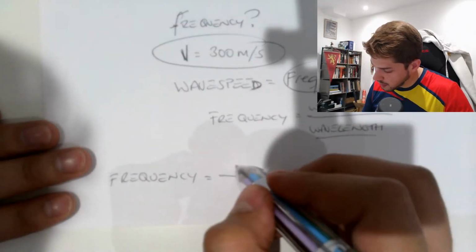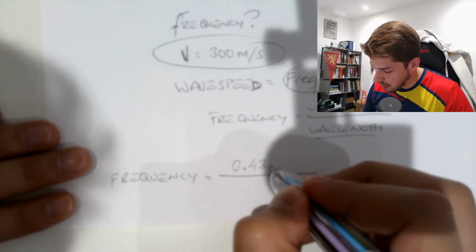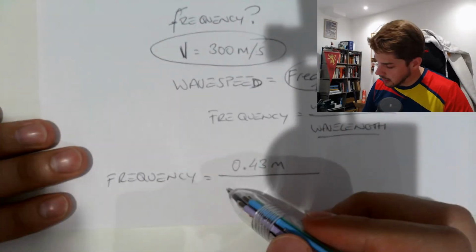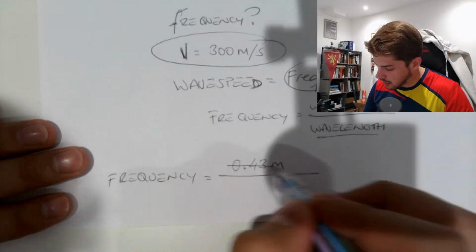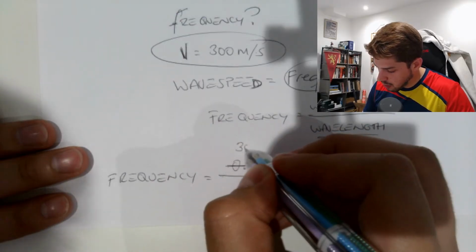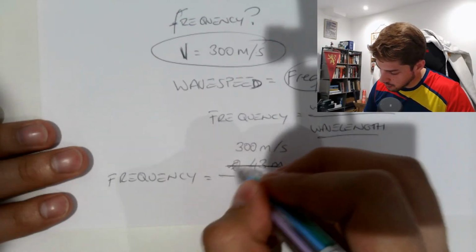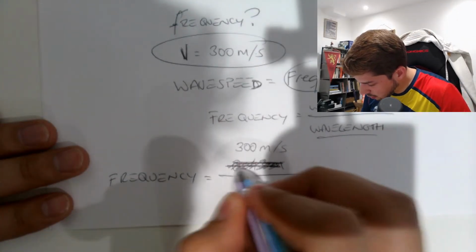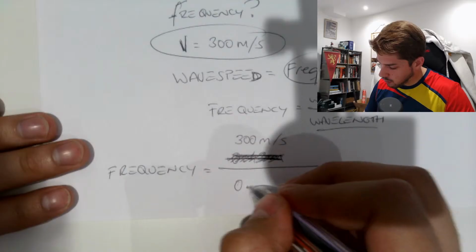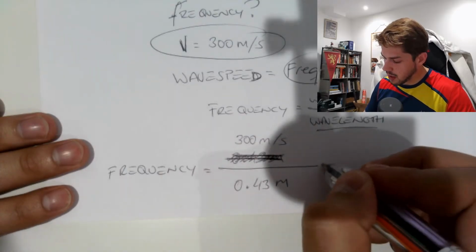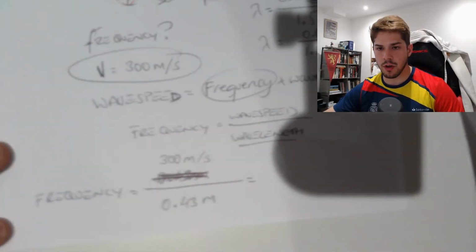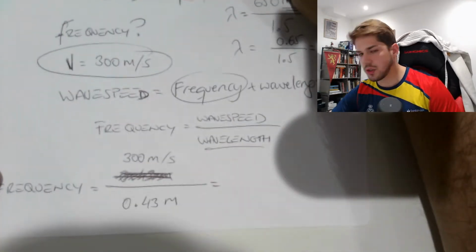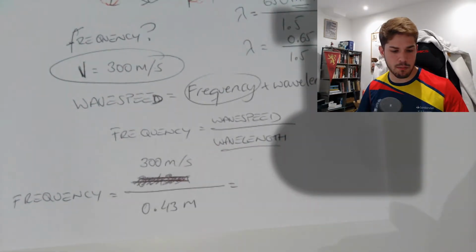So the wave speed, 0.43 meters, which I have found out earlier, divided by the, no, is wave speed 300 meters per second. Apologies for the mistake. Well, it was half a mistake because I actually really didn't fully do it. Wave speed 300 meters per second divided by, sorry, it was a bit blurry, the wavelength, which is 0.43 meters, and now that is gonna give me the frequency in hertz or seconds to the power of minus 1.